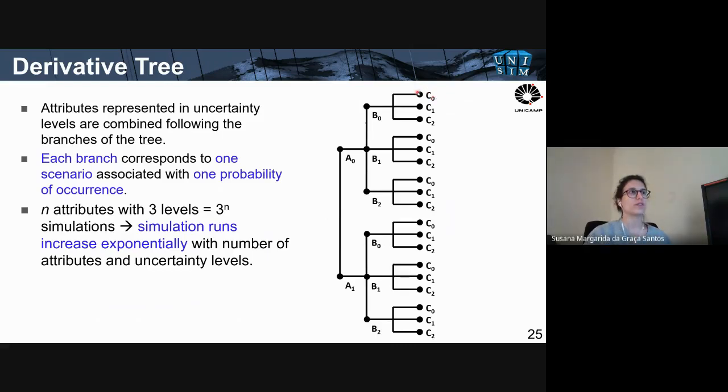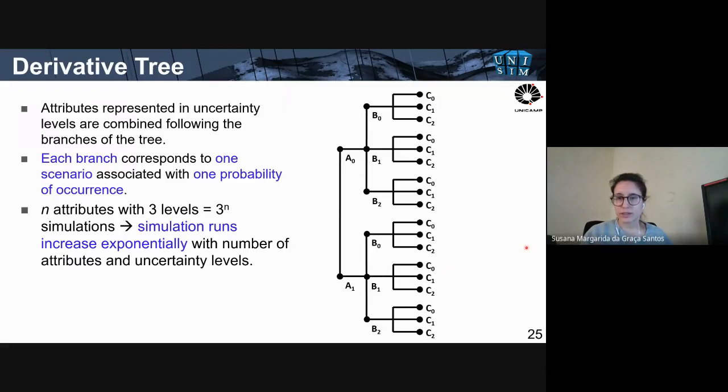So each one of these branches is one scenario, so you have 1, 2, 3, 4, 5, 6 times 3 scenarios generated in the end. Scenario 1 will be A0 plus B0 plus C0. Scenario number 2, A0, B0, and C1. And you see how easily this becomes exponentially huge.